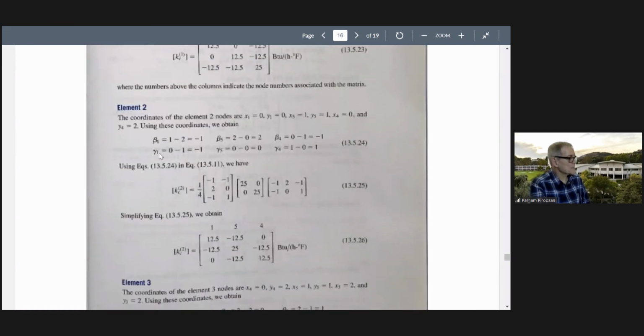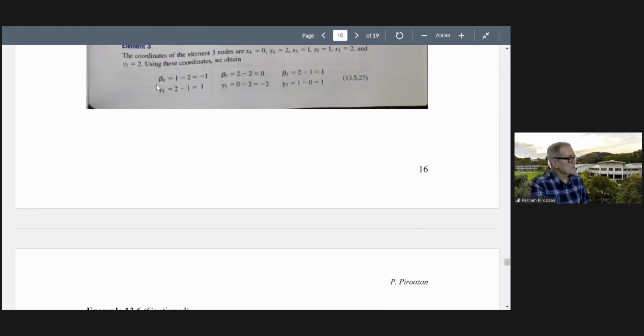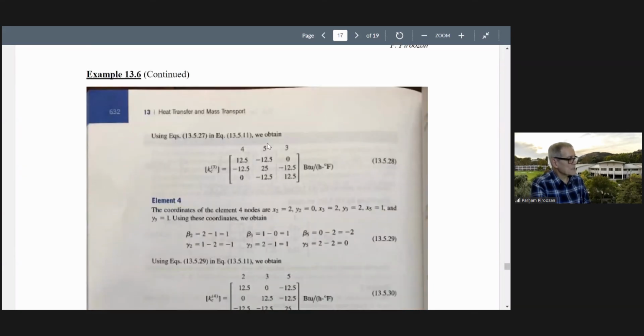Do the same thing for element 2. Element 2, these are betas and gammas. This is t A B transpose D B. This is for element 2. Degrees of freedom, 1, 5, 4. Do the same thing for element 3. These are betas and gammas. These are coordinates of these nodes. So this is k sub c for element 3, 4, 5, 3.